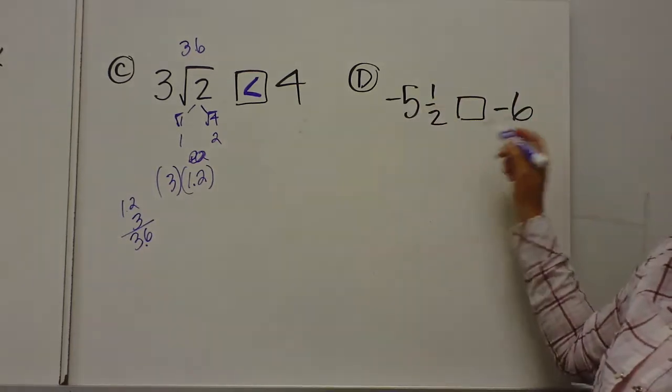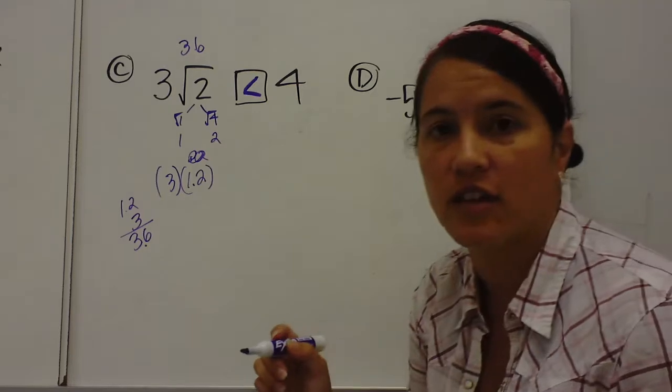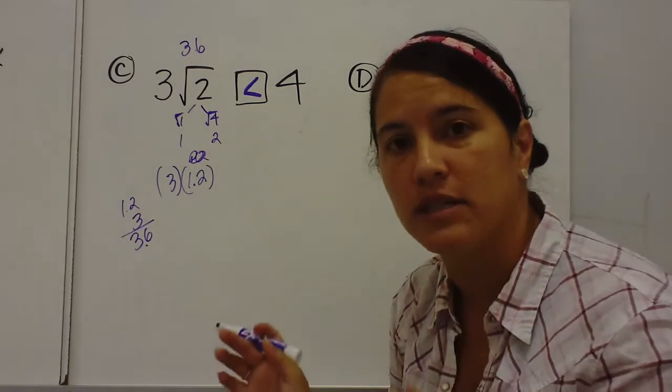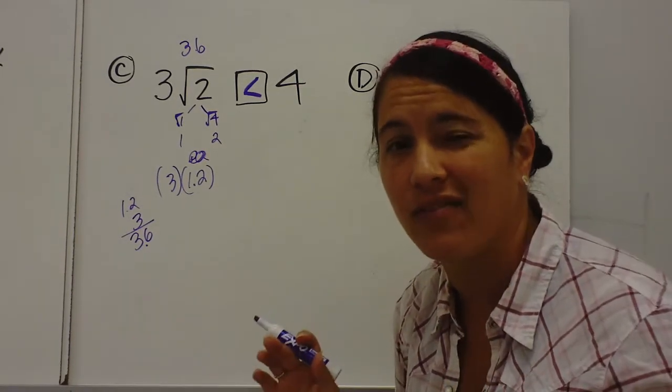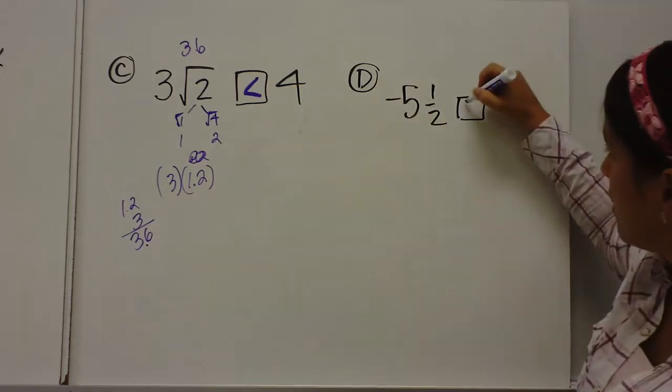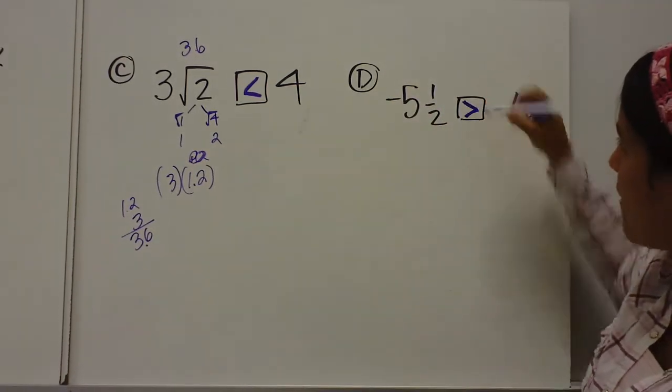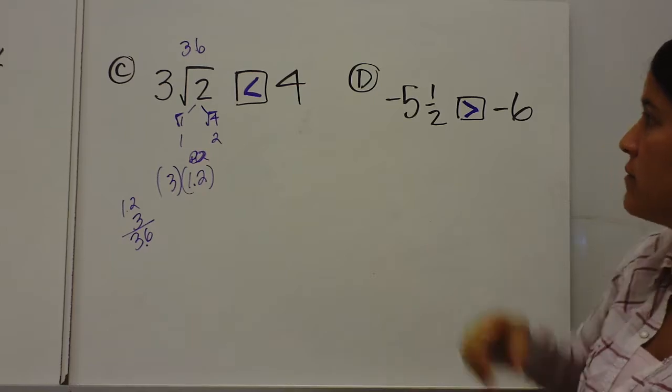Here we go, -5.5 and -6. These are negatives. So we know that negatives are opposite, meaning the bigger the negative, it's really the smaller the number. So -5.5 is greater.